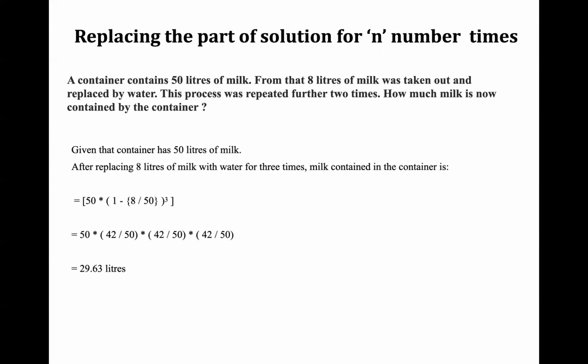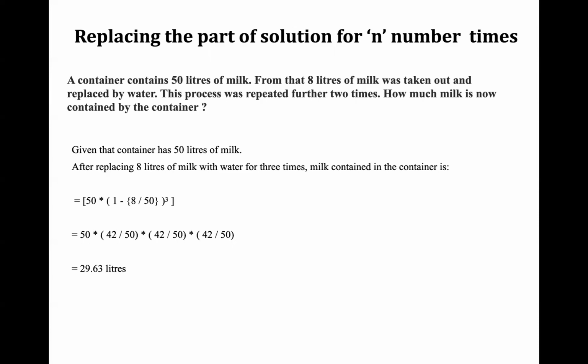So we can apply that formula. Here 50 is the value of x, which is the original quantity, and y is 8 liters, which is the replacing quantity. This process was repeated further 2 more times. So totally 3 times. So the value of n is 3.